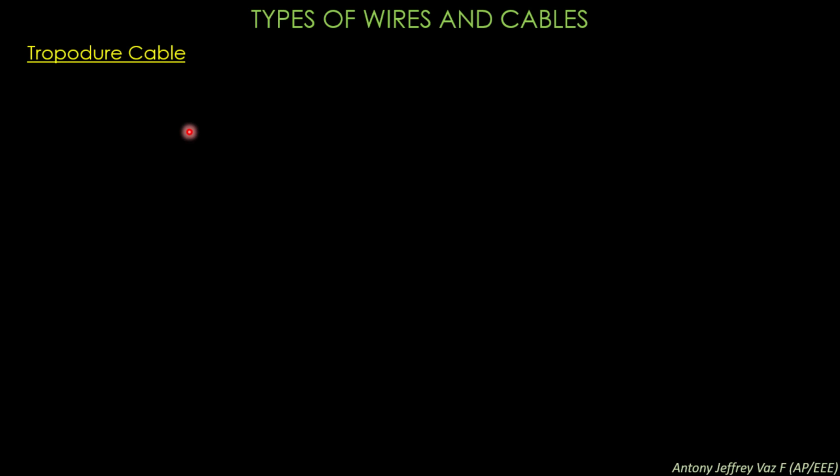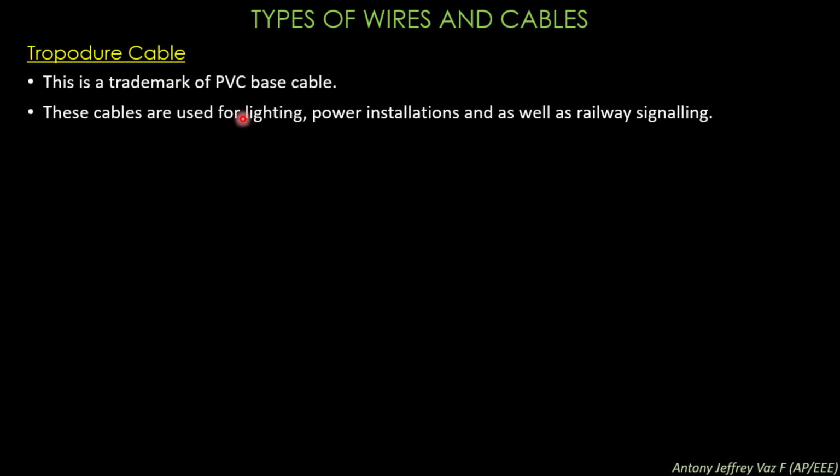The next type of cable is tropodur cable. This is the trademark of PVC based cables. These cables are used for lighting, power installations as well as railway signaling. In case of railway signaling, the path where the cable has to be laid will be a very difficult path. So, the railway signaling system should not fail. If the system fails, then there will be a major hazard. So, to avoid this, the tropodur cable, which is a very high grade cable, is used, having the trademark of PVC based cables.